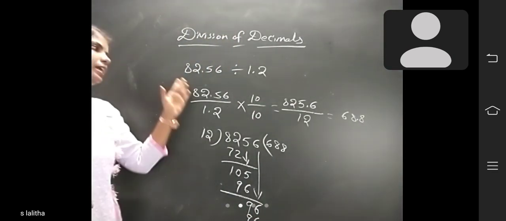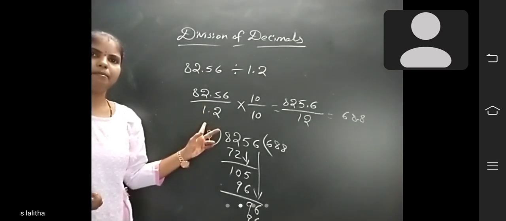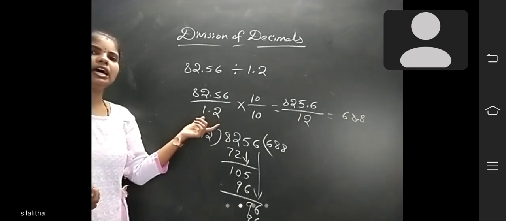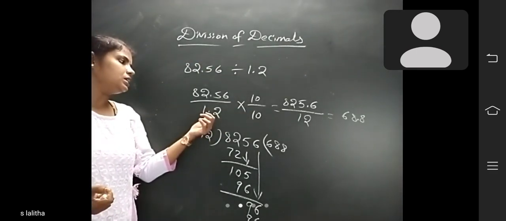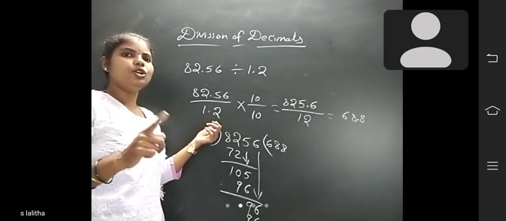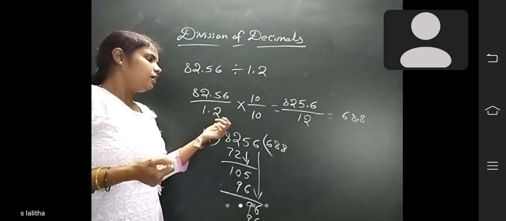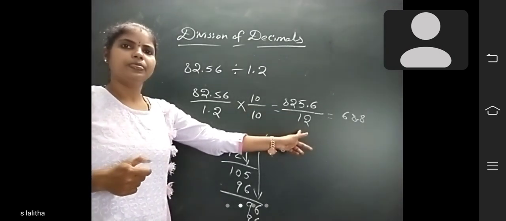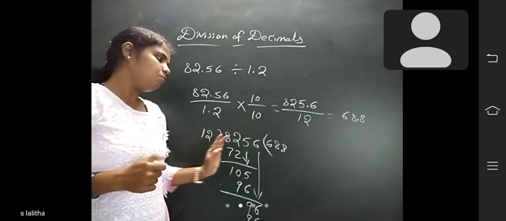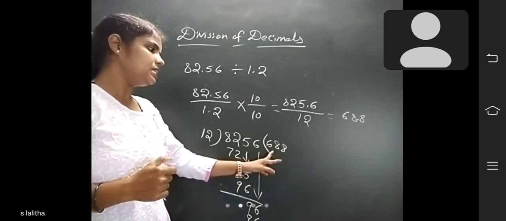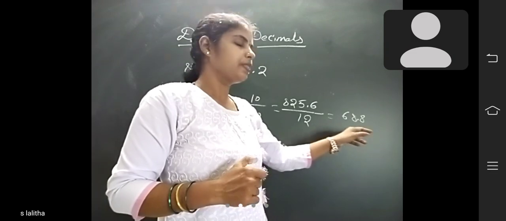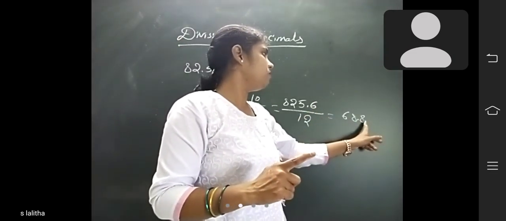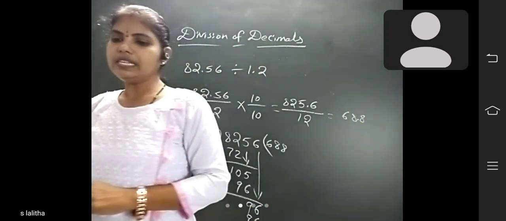68.8. When both numerator and denominator have decimal numbers, first you should convert the denominator into a whole number. Why? Because here the decimal point is after 1 digit. So you should convert it into a whole number, meaning you should multiply by 10, that is 10 by 10. Then we will get a whole number. Okay. Now we can remove the decimal point and write the division. What is the answer? 688. Okay. Now here how many digits after the decimal point? 1 digit after. So you should keep 1 digit after the decimal point. Did you understand now?